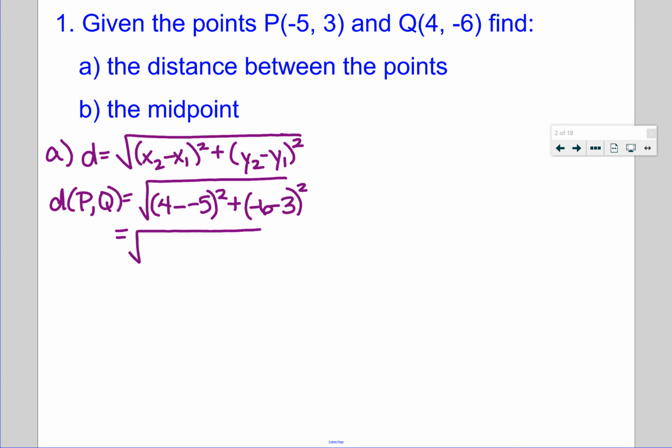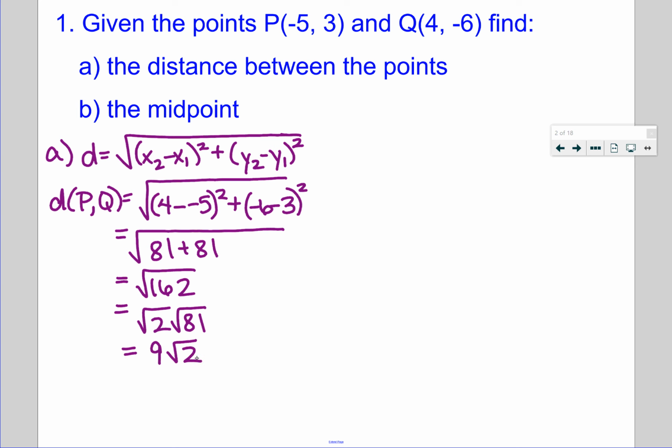I'm going to simplify under the radical. 4 minus -5 gives me 9 squared, which is 81. And then -6 minus 3 is -9 squared, also 81, which gives me 162. Make sure if you have a radical, you break it down. This one breaks down into 2 and 81. That's actually how we got 162. It was 2 square roots of 81 when we added them together. And that gives me 9 rad 2 as the final answer, and you could just label this with units. Do not give me a decimal answer for that or you will lose points. Make sure your answers are always exact.